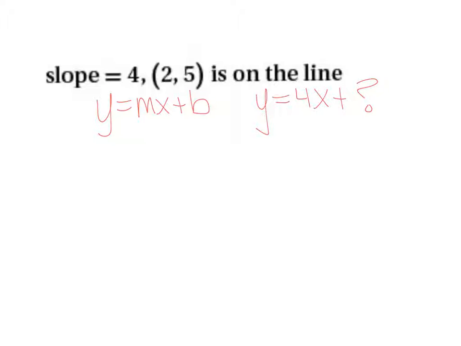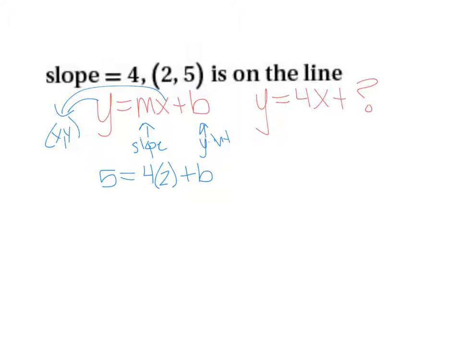So in this problem, we're given a slope of 4 and a point on the line, which is at 2, 5. The bad thing is we don't know the y-intercept. In order to write a line in slope-intercept form, we have to have the m and the b, the slope and the y-intercept. Here we have the 4, so I place that into my line, but we don't have the y-intercept. So we need to work with this right now to be able to find the b for this problem.